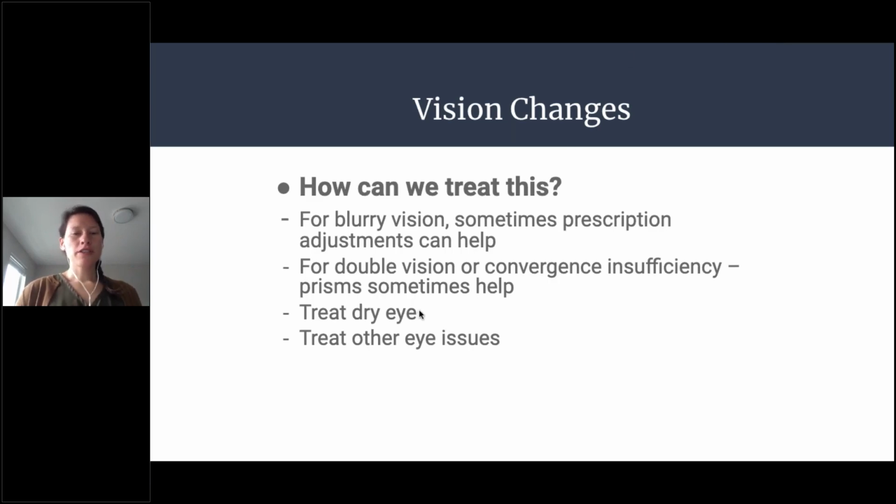It's so important to treat dry eye, and I'm sure Dr. Pellick will go into that. But some patients, if you're not blinking as much, you're not having the proper tear film, you might need to use artificial tears. And then treating other eye issues, like I mentioned, cataracts, other things that are treatable. And it's really important to make sure those are getting addressed, because having worsening vision can cause other issues.